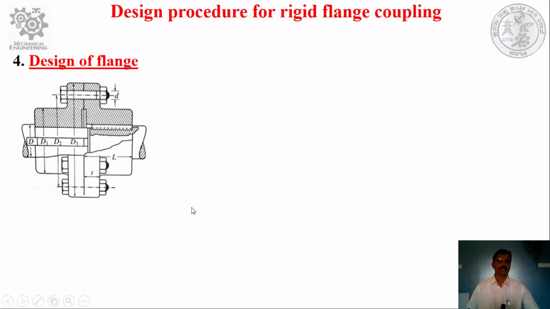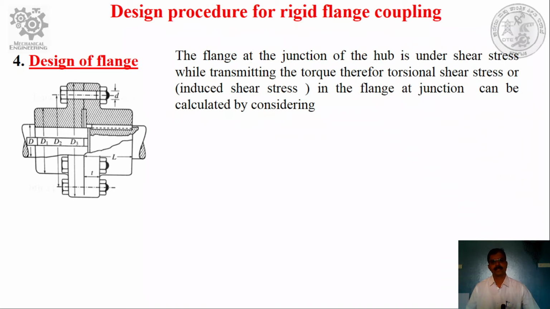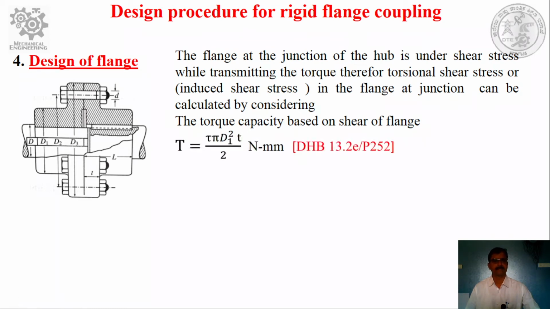Design of flange. The flange at the junction of the hub is under the shear stress while transmitting the torque. Therefore, torsional shear stress or individual shear stress in the flange at junction can be calculated by considering the torque capacity based on the shear of flange. This is the torque capacity, T is equal to tau into pi into d1 square into t divided by 2, that is Newton millimeter.